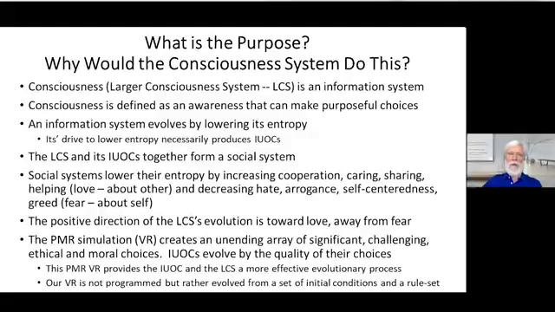Consciousness is defined as an awareness that can make choices, purposeful choices, free will choices. That is, real choices. If there is no free will, there really are no choices. Everything just happens because that's the plan. There are no choices. So this is a consciousness that can make choices. That means this is a consciousness with free will to make choices. Now, an information system evolves by lowering its entropy.